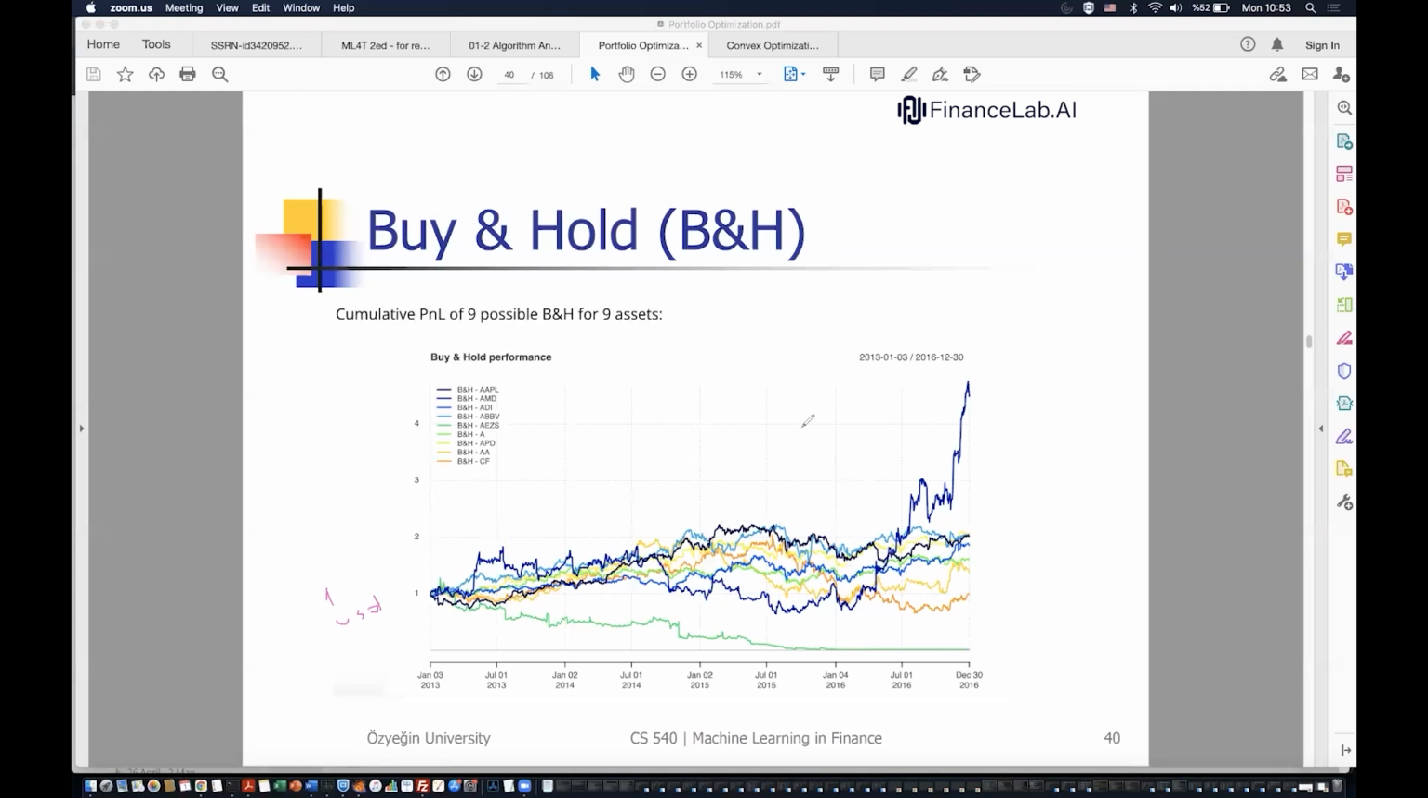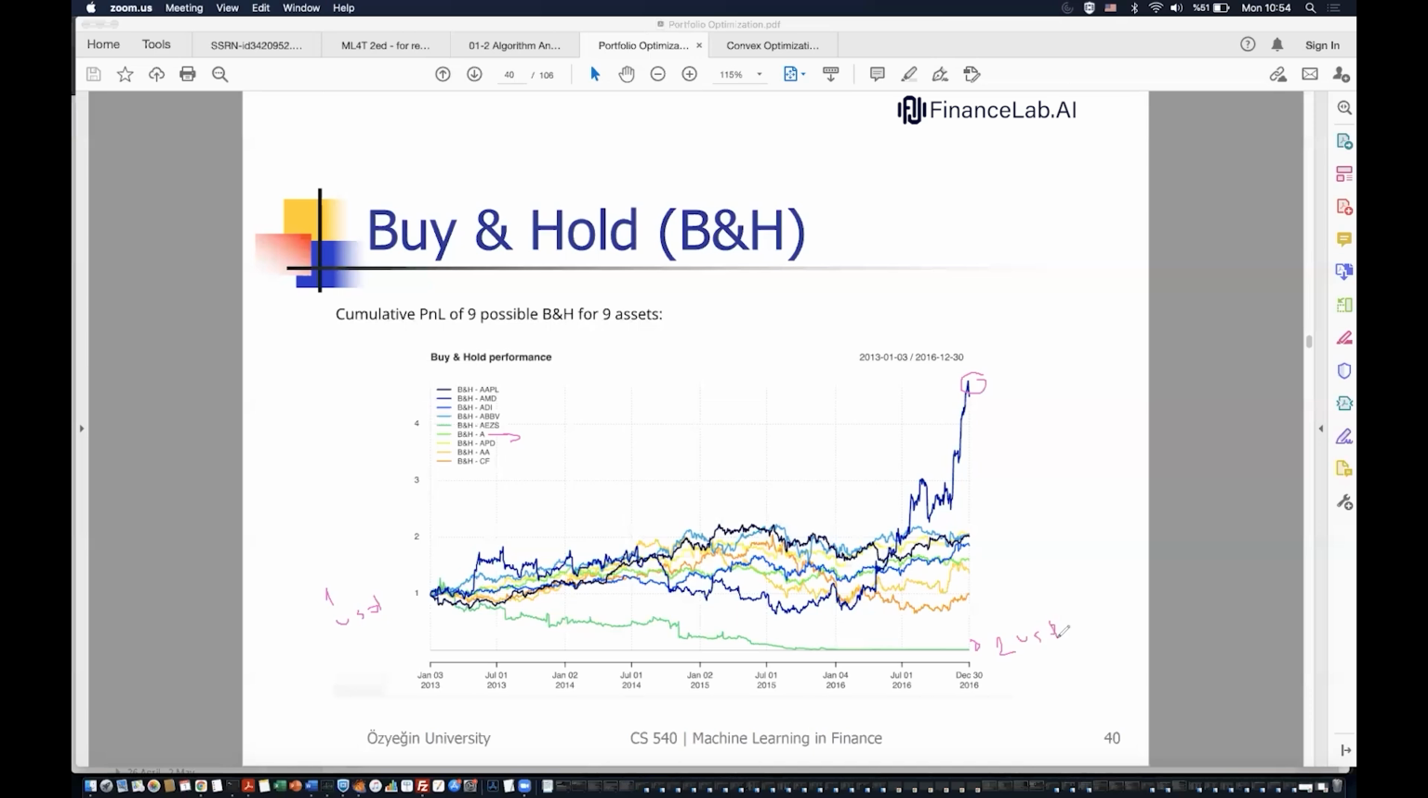If you have a single buy and hold strategy, buying the asset at the beginning of 2013 and keeping it until the end of 2016, then Apple will give us the highest return. It will be approximately 300 to 400 return. The rest of them will give us almost 100 return. And some of the stocks, for instance stock A, so these are the tickers of these stocks, will lose their value. If we invest $1, we'll get something like maybe, I'm just making it up, $0.2.